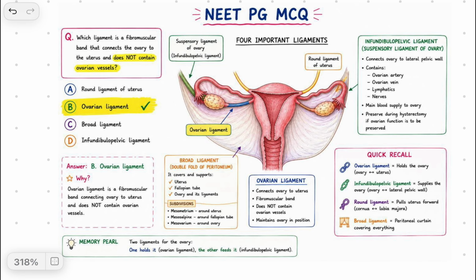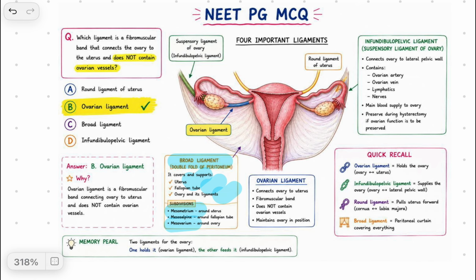So first, let's get to the broad ligament. This is a double fold of peritoneum and it covers and supports the uterus, fallopian tube, ovary, and its ligaments. So this is not a structure which is supporting anything. It's just a double layer fold of peritoneum. It has subdivisions. It's very simple. If the broad ligament is around the uterus, we call it mesometrium. If it is around the fallopian tube, we call it mesosalpinx. And if it is around the ovary, we call it mesoovarium. So when we read about this, we found out there is no significant importance for this.